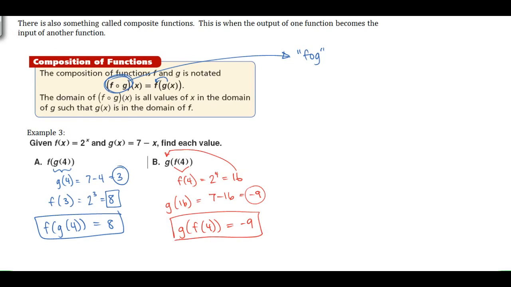Now that's the nice way. That is, you give me a number and I will plug it in whatever order you say, and I can follow the instructions that are laid out, like g of f or f of g. Not a big deal.